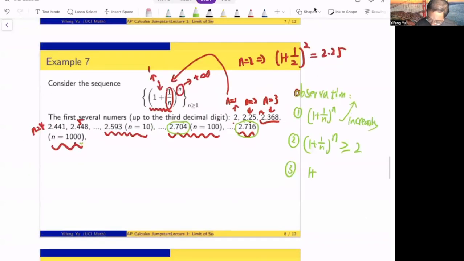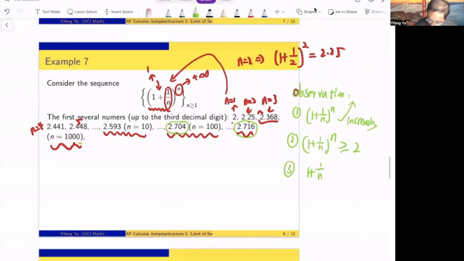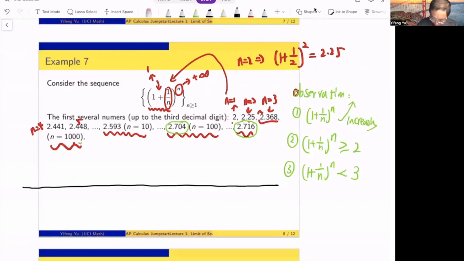So it looks like it's going to be less than 3. Now let's combine all those things together and draw the picture. Let's say this is 0, this is 3, and this is the number 2. What happens in the sequence? You start from the first one, which is 2, and then you have 2.25 and the following numbers. So this is the sequence. It's increasing, but it's less than 3.